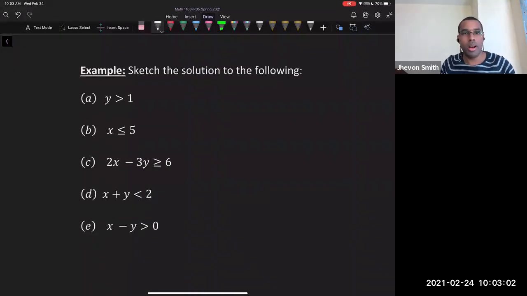Okay, here are some inequalities. We are going to sketch the solution of all of these guys.